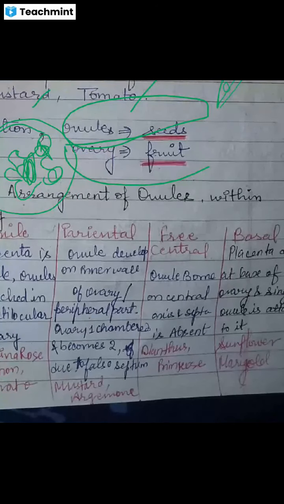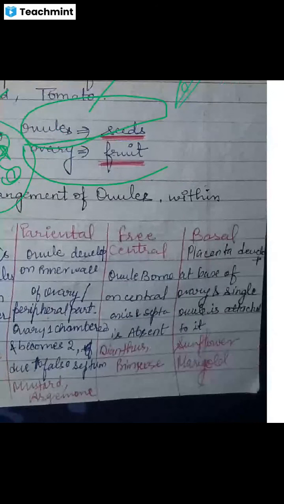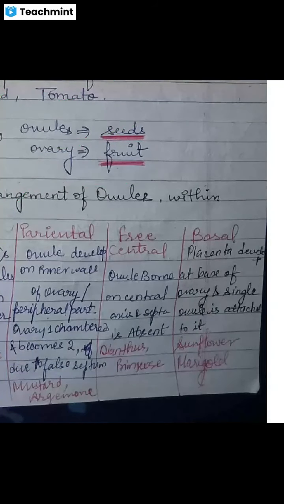Then free central: ovules are borne on the central axis and septa is absent. Example is dianthus and primrose. Basal: the placenta develops at the base of the ovary and single ovules are attached to it. Example is sunflower and marigold.